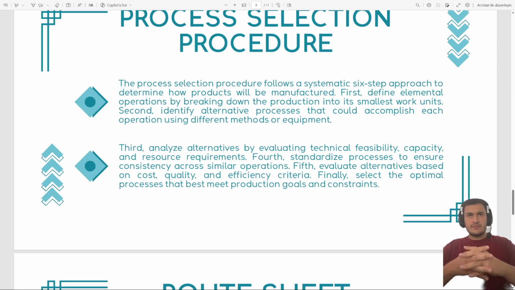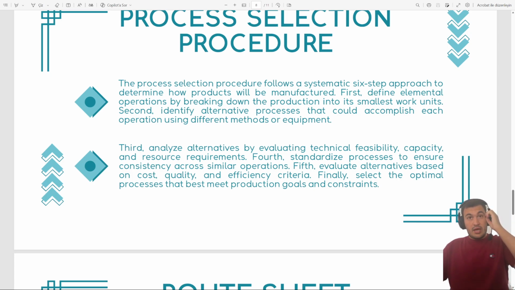The second one is we identify the alternative process and equipment. The third one is we analyze these alternatives based on technical feasibility and capacity. The fourth one is we standardize our process to keep things consistent. The fifth one is we evaluate alternatives using cost, quality, efficiency, all of these criteria. And finally, we select the optimal process for our goal.